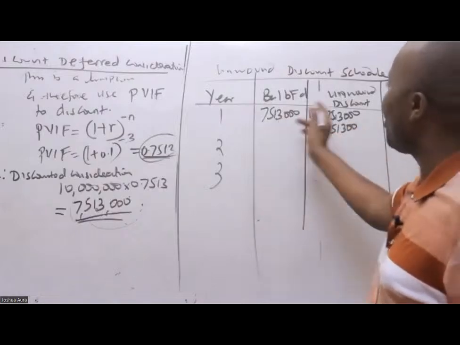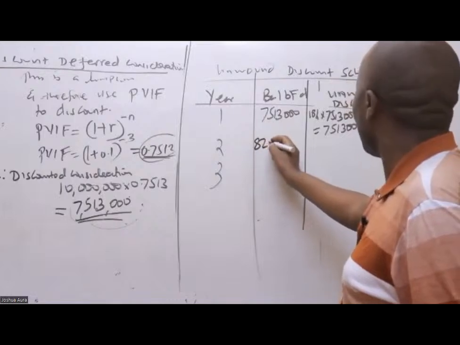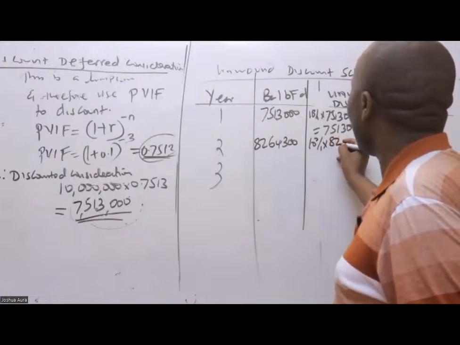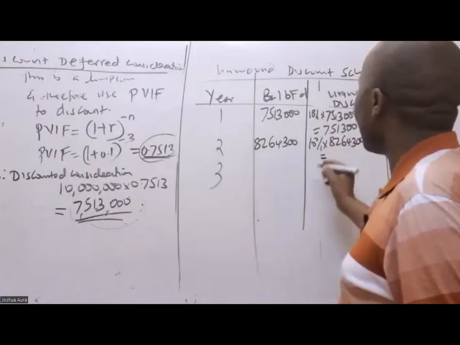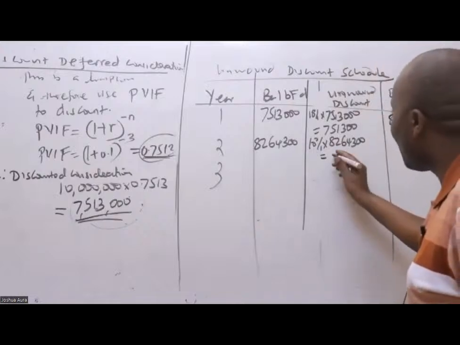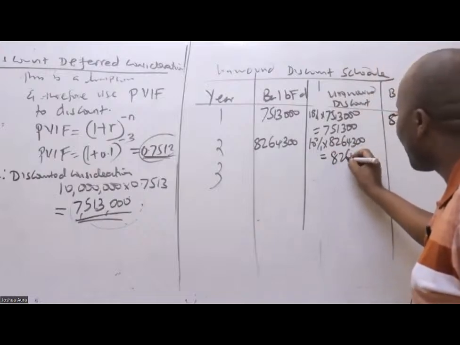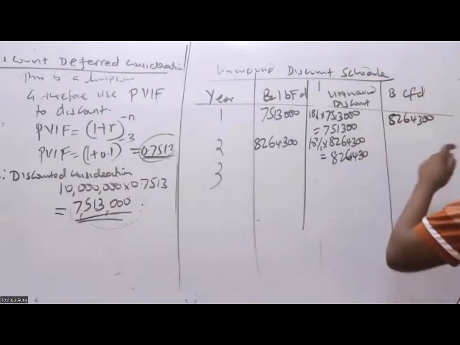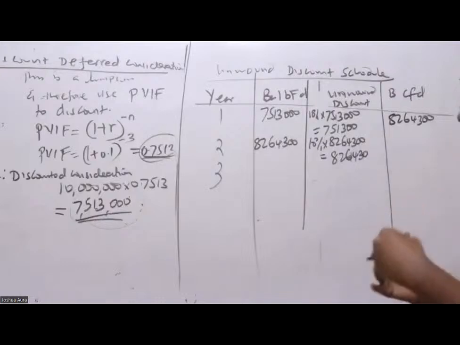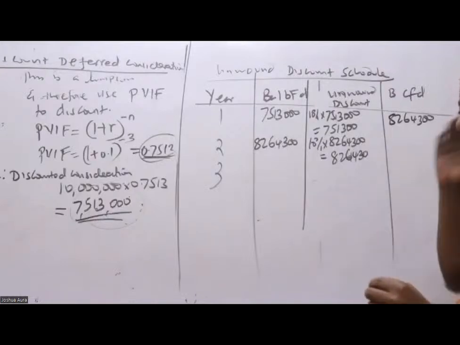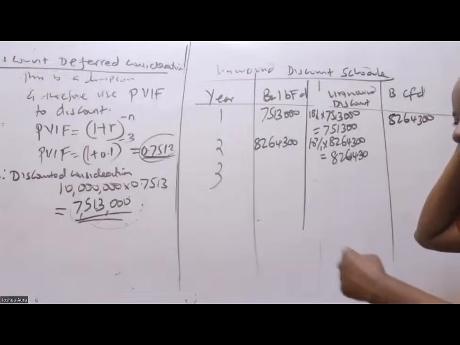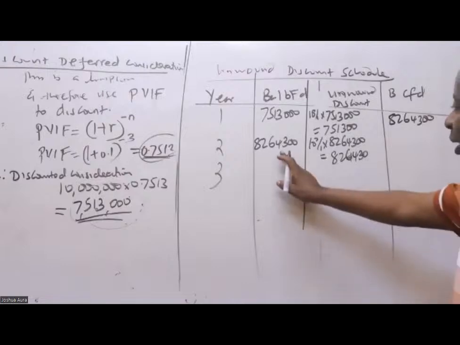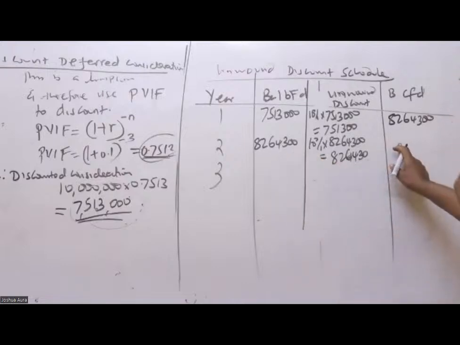So when you come to year 2, this is what you bring forward: 8,264,300. Apply 10% on it again. So 10% on 8,264,300 will be 826,430. So please take this plus this. Basically, these are reserves that you're preparing, so that at the end of the third year, we should be able to have the 10 million or something close to 10 million, because of rounding off errors, you may not get exactly 10 million.